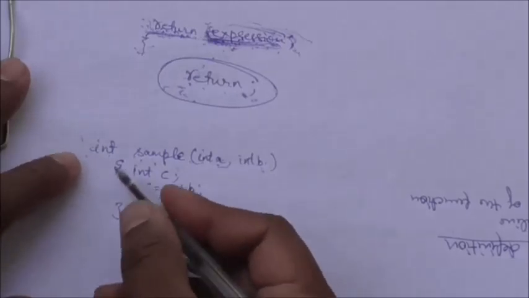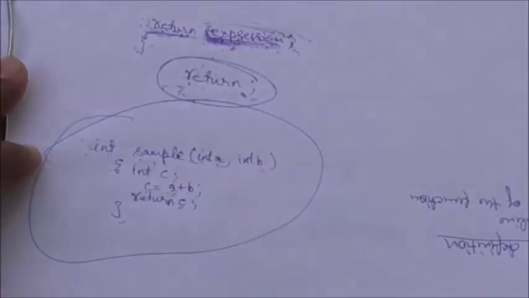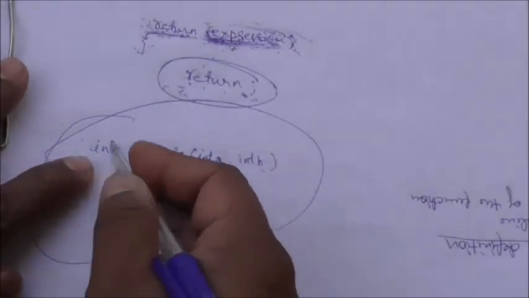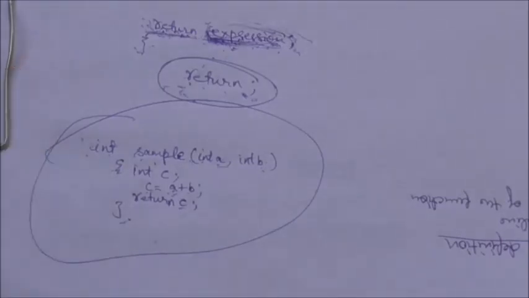So here I have defined a function. In the next tutorial we will learn how we can access a function, how this function can be used in a C program, how we can use this function. That we will learn in the next tutorial.